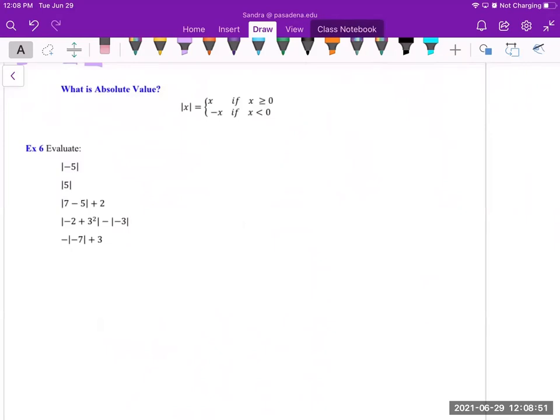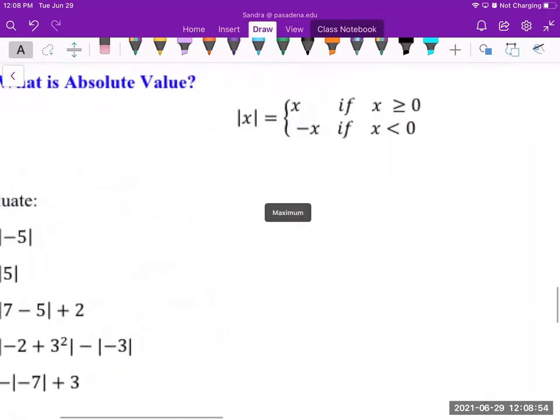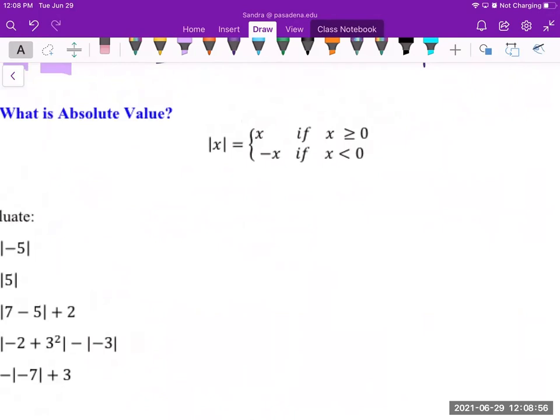Okay, absolute value. What is absolute value? Well, absolute value is what we call the symbol here. So the symbol right here that you see, those lines, it's what we call the absolute value. And basically what they describe is the distance from 0 on a number line to a number.